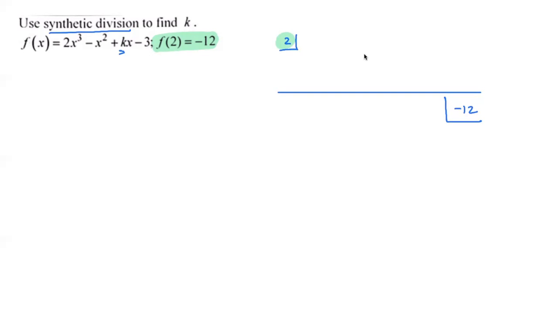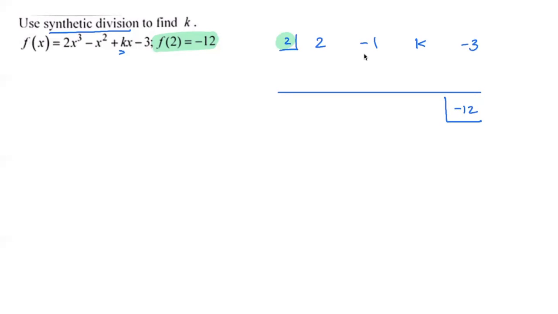Okay, if you say f of 2 is equal to negative 12, that means you are dividing the polynomial by the factor of x minus 2, but the root is going to be 2. Okay, well, actually, it's not a root because there's a remainder here. So you're dividing the polynomial by 2. So now it's a time to show off our good handwriting. And so you have 2, and then negative 1, you have K, and minus 3.